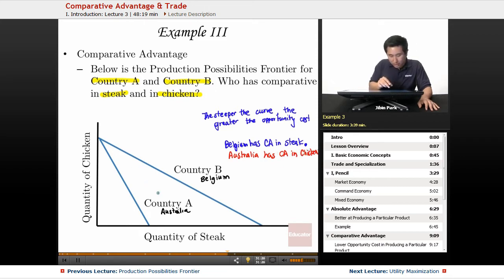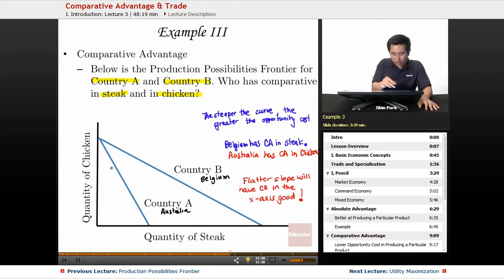And again, the way I solved this is that there's a greater opportunity cost. So the production possibilities frontier here is much steeper. So the opportunity cost is higher in country A than it is in country B. So the country that has a flatter slope will have comparative advantage in the x-axis good.